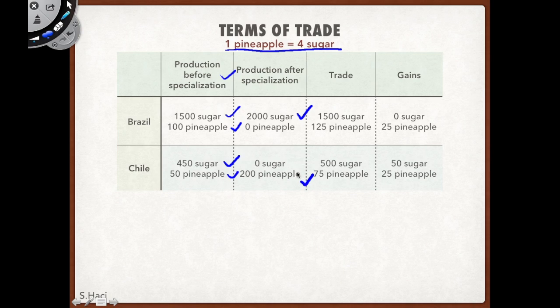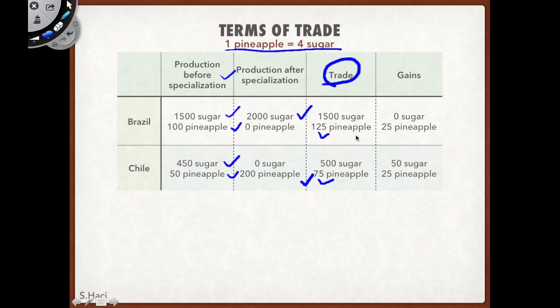Now we have to exchange. Trade needs to take place. All right, so Chile has 200 pineapple. We know they had 50. We know Brazil had 100 pineapples, so you would assume they would want at least that much. So we can decide that Brazil will want to buy 125 pineapple, which means there would be 75 left for Chile, which is beneficial for both. They both end up with more pineapple than before.